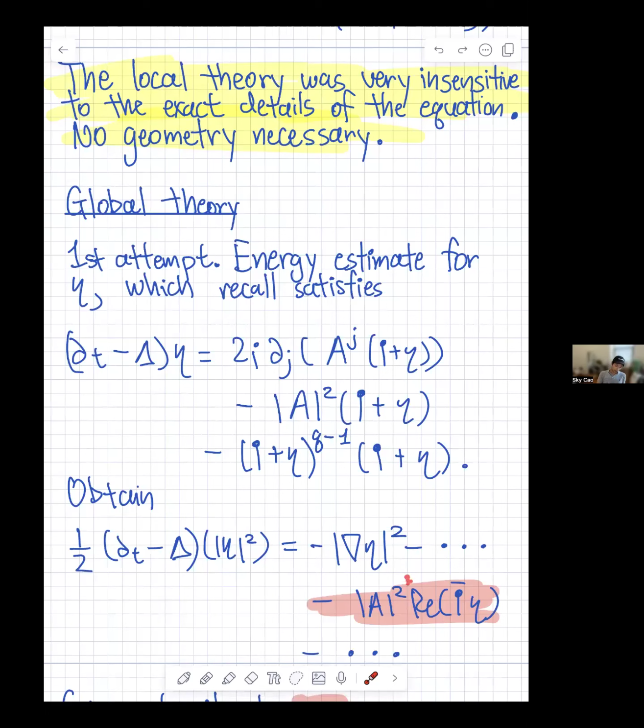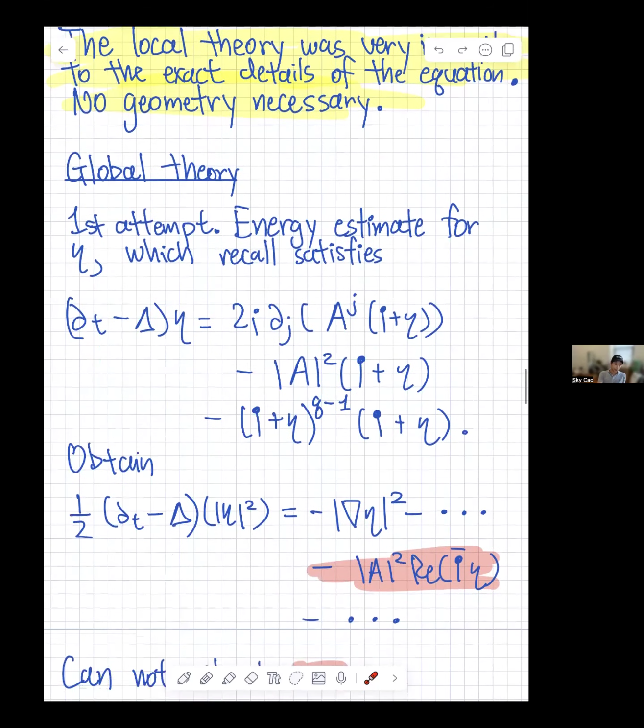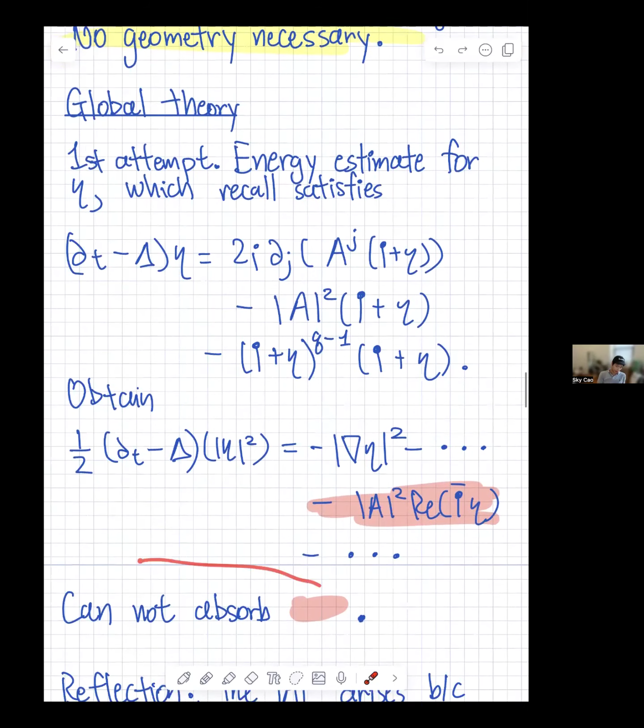Basically, if this were an a to the 1, so if I just had linear dependence on a, then we would have hope. Then it almost behaves like a linear equation, and linear equations are relatively easy to do global theory. But as soon as you have some higher power than 1, in our case a squared, we really don't know how to get around this. The main point was how you remove this quadratic dependence on a. We cannot absorb this, no matter how we try.